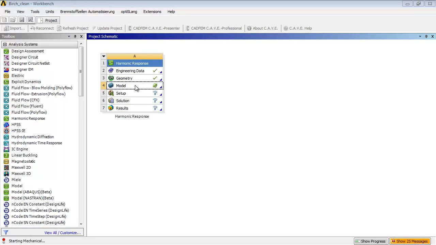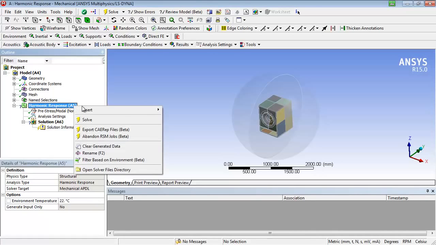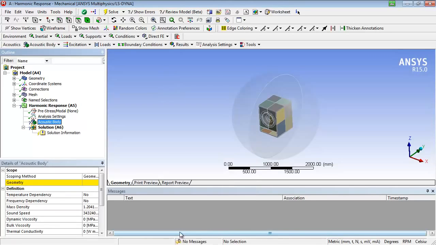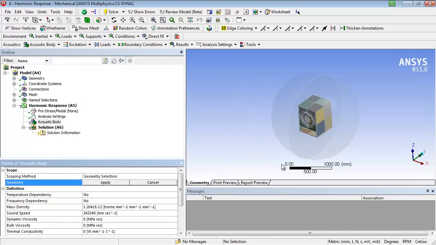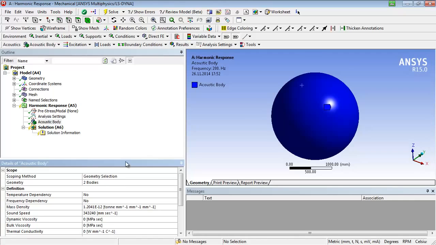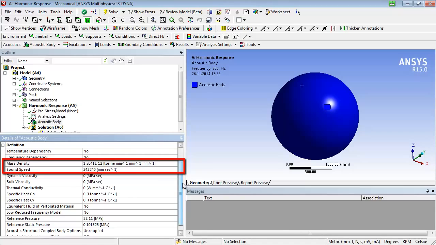After importing the geometry, applying the material data to all parts and defining the mesh size, one can define the acoustics boundary conditions. The first inserted object is the acoustic body. All parts representing the fluid are applied to this object. Depending on the fluid, material characteristics such as mass density and speed of sound have to be adjusted.